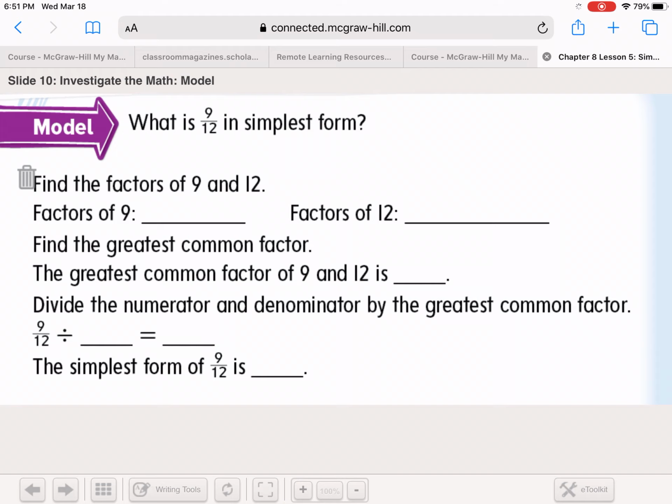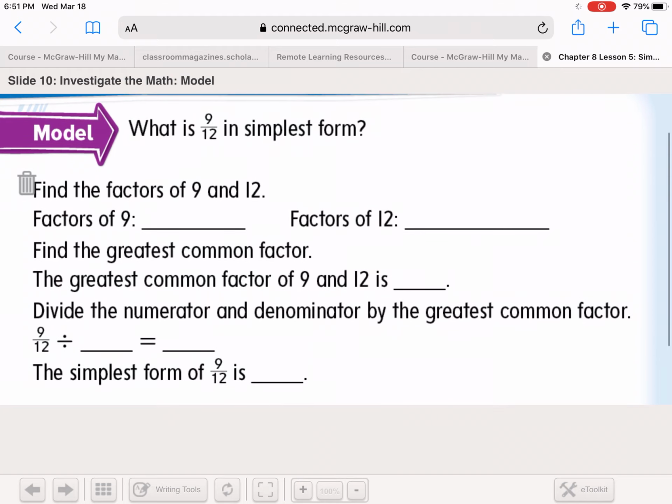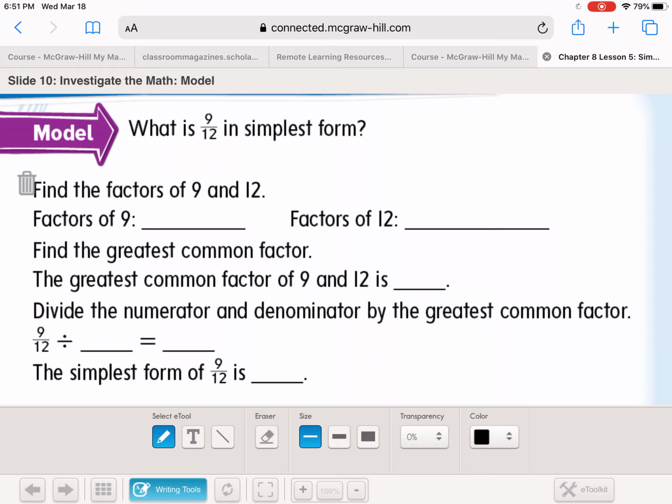All right, let's start with the factors of 9. Start with 1. What's its partner? 9. Remember we did this in the first lesson where we talked about factors and multiples? What else times something gives you 9? 3, right? 3 times 3 gives you 9.